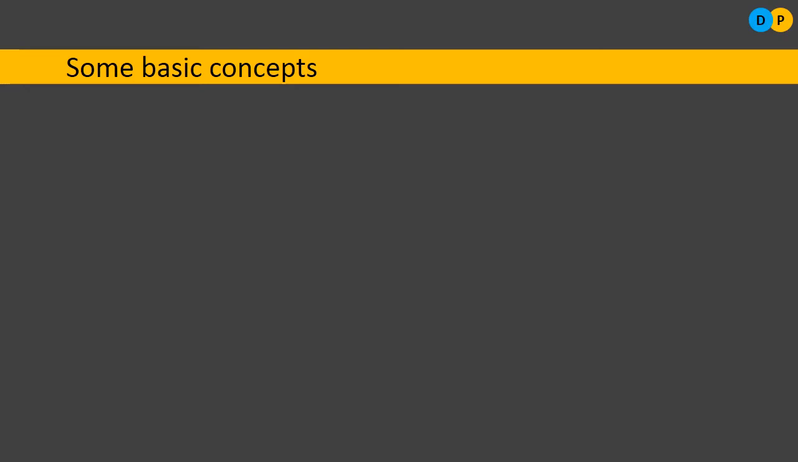Dear students, in this video, let us study some basic concepts of statistics. The first concept is units. Units are also referred as individuals. So, what are units? In a statistical survey, we will be observing characteristics of objects.